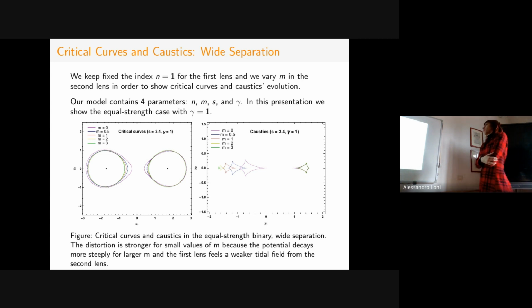So in total, we have 4 parameters. The two indexes n, m, s, which is the separation distance between the two lenses, and gamma, which is the strength ratio. In this presentation, I will show the equal strength case with gamma equal to 1. So starting from the widest separation, we put the two lenses closer in order to see what happens.